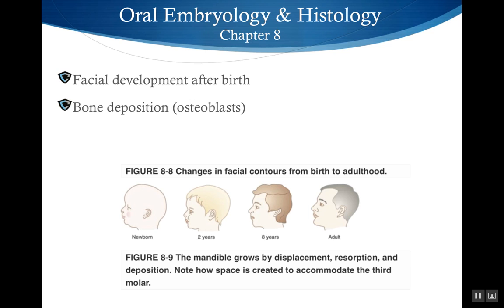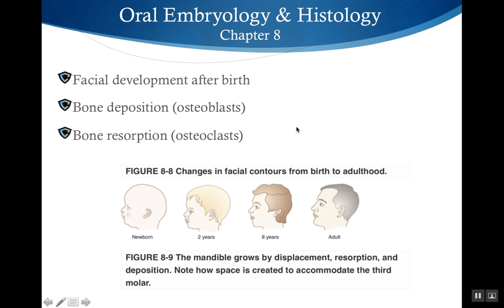Bone growth. Let's talk about that. Bone growth involves deposition, or the laying down of bone, with the deposition of new bone in some areas and the resorption of existing bone in other areas. Both of those, bone deposition and bone resorption. Bone deposition occurs by osteoblasts. Bone resorption occurs by osteoclasts.